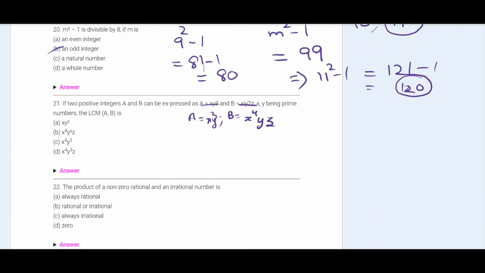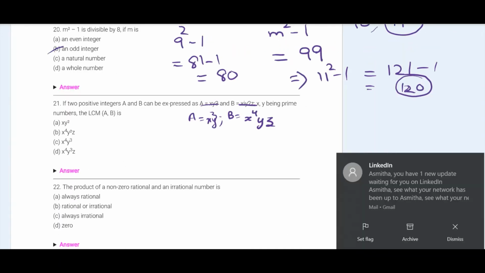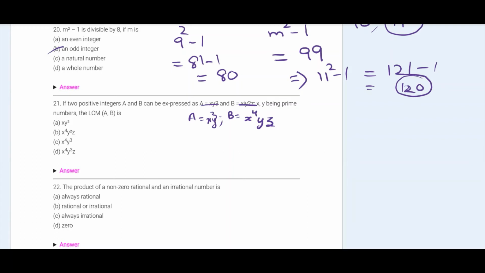Next, 21st question. If two positive integers a and b can be expressed as a equals x into y cube and b equals x power 4 into y into z, x comma y being prime numbers, the LCM of a comma b is. So the LCM is, we have x into y cube and x power 4 into y into z.